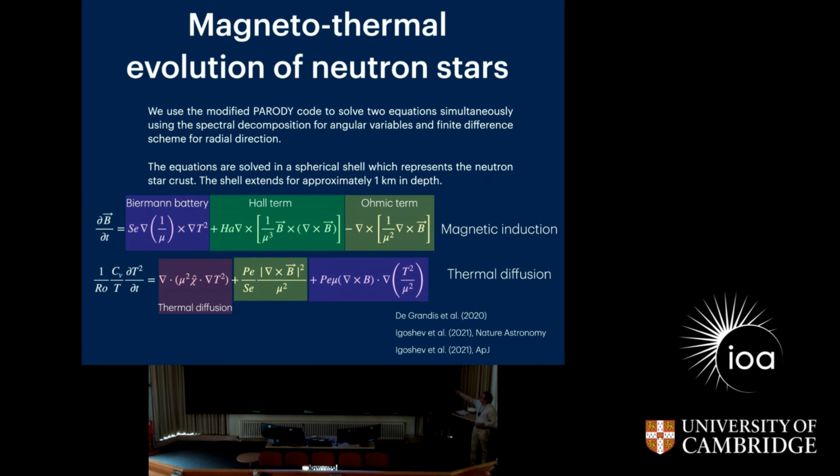The magnetic induction equation has three terms here. The last term is the ohmic term. The magnetic field naturally decays in the crust because the crust has a certain conductivity, so currents decay over time.